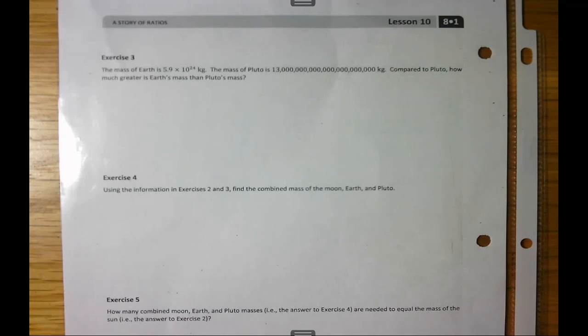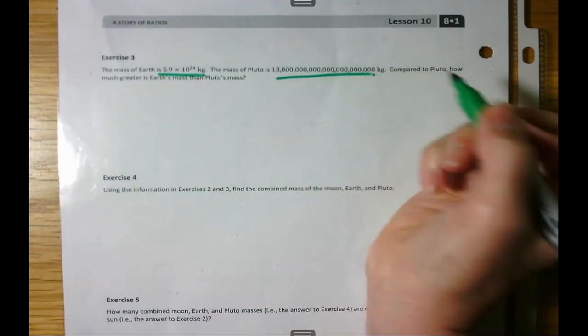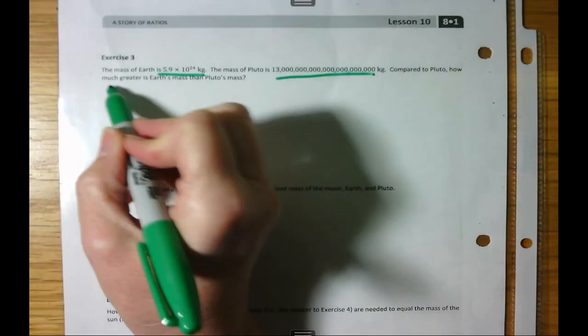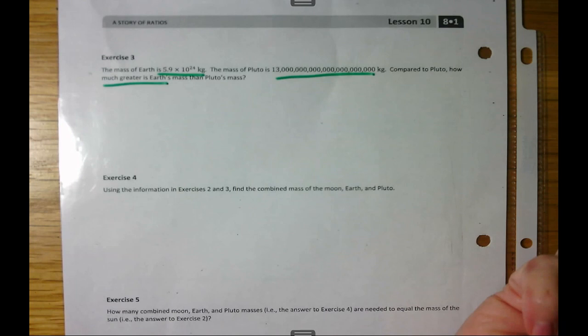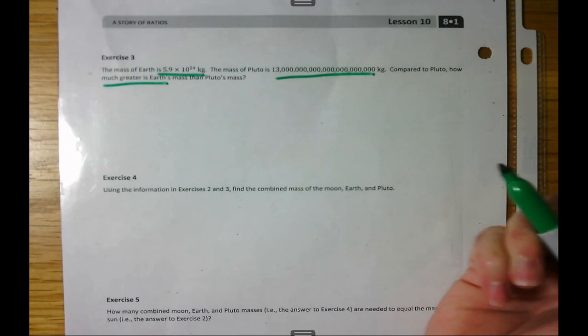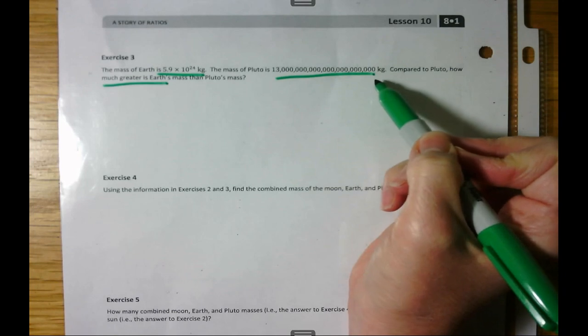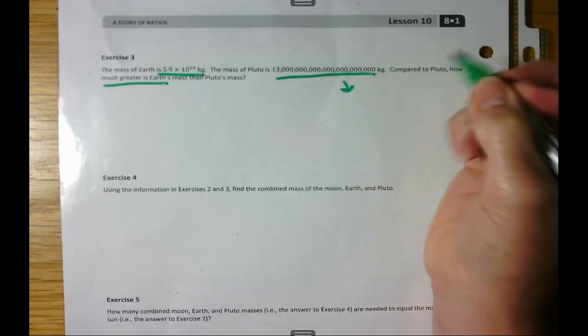Today we're going to work through lesson 10, exercises 3, 4, and 5. In this first one, we have the mass of the Earth and the mass of Pluto. And it asks, compared to Pluto, how much greater is Earth's mass? That tells us that we're going to take Earth's mass and subtract Pluto's mass. Since this is already written in scientific notation, I'm going to convert this one as well.